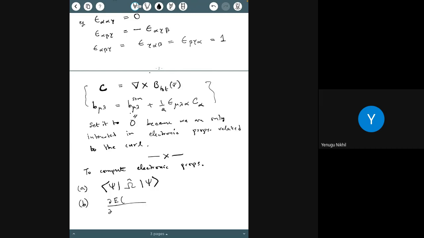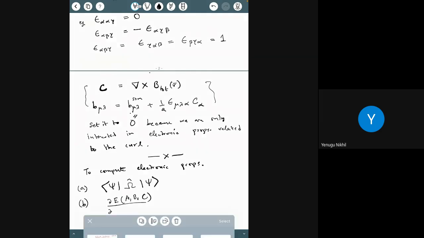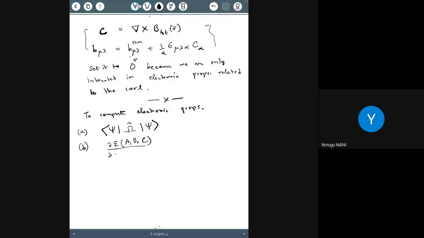I don't know, let's see. I can put them as A, B, C. So these can be anything like electric fields, magnetic fields, whatever. And then you take a derivative with respect to one of them. First derivatives, or you can have second derivatives. So this is a symmetric one. You can also have a mixed one.